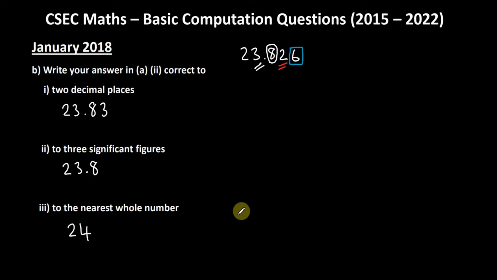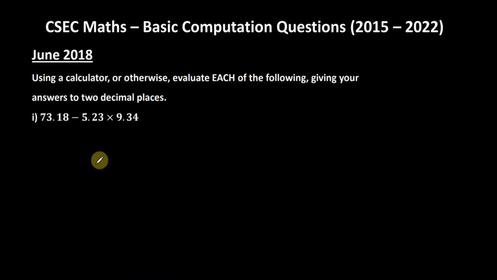So there we go. I would have completed the question that was given on the January 2018 paper. So we'll move on to our next question. Now we're at the June 2018 paper, and the instruction is as the initial instructions. Using a calculator or otherwise, evaluate each of the following, giving your answers to 2 decimal places. And of course, guys, they did say using a calculator or otherwise, so we're going to make use of our calculator.